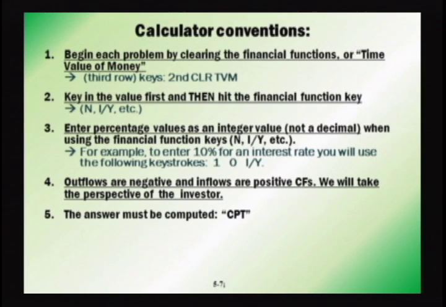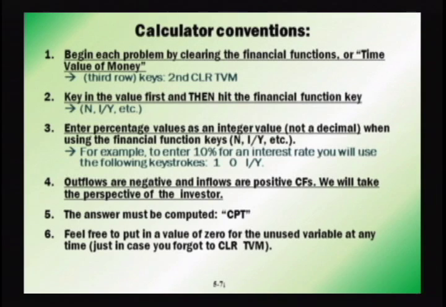The answer must be computed. If we're looking for the future value, we'll press compute future value. You can put in the value of 0 for any unused variable at any point in time. That would eliminate the problem of old numbers being left in. At any point in time when we're going through the financial calculator, if the calculator has 4 numbers, it can always solve for the 5th one.